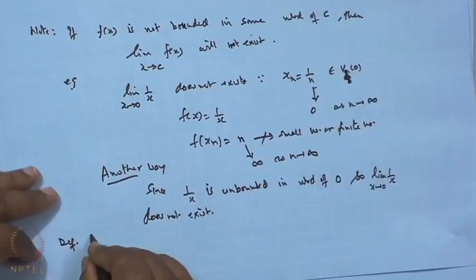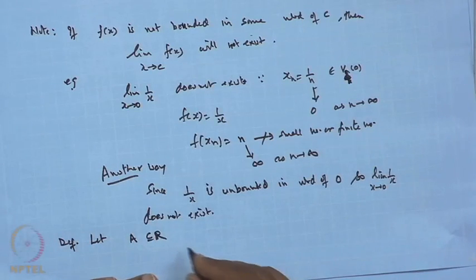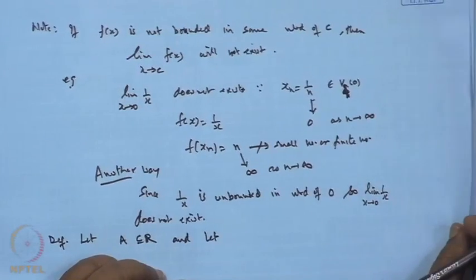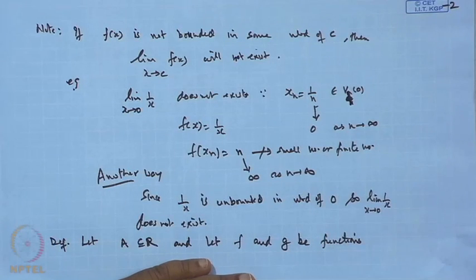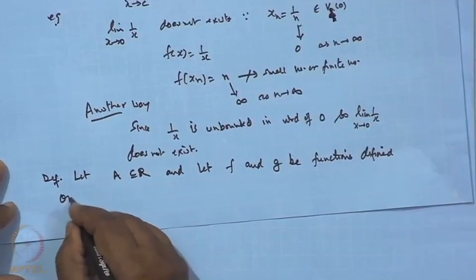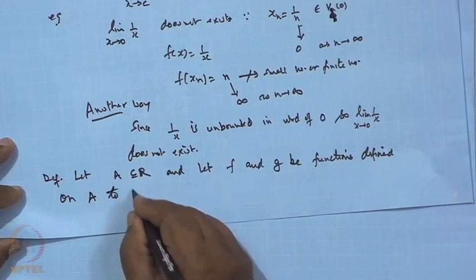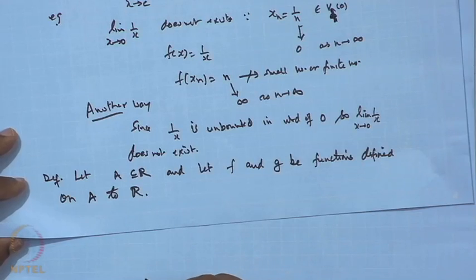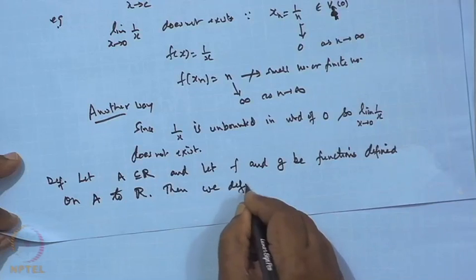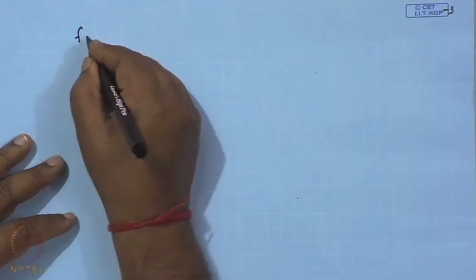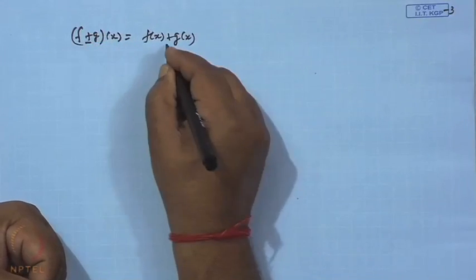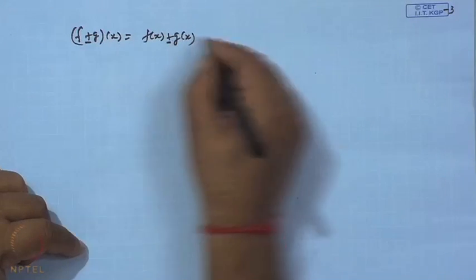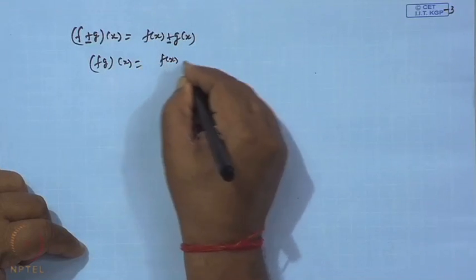Let A be a non-empty subset of R, and let f and g be functions defined on A to R. Then the addition, subtraction, etc. we define as follows. We define the sum of the two functions, f plus g of x, as f x plus g x. The difference is defined similarly, and the product is f x into g x.